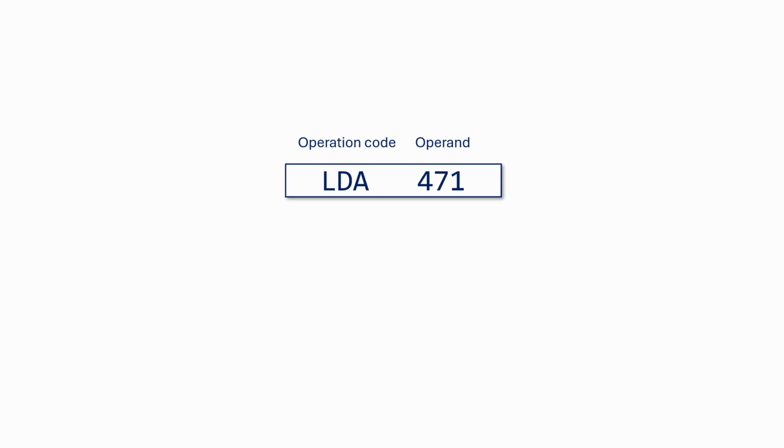Once it's been fetched from memory and decoded, this particular instruction tells the CPU to go and get a copy of whatever's in memory location 471 and load it into the accumulator. Exactly what gets loaded into the accumulator depends on what's in that memory location. When the operand of an instruction is a memory address, like this, the instruction is said to be using direct addressing.